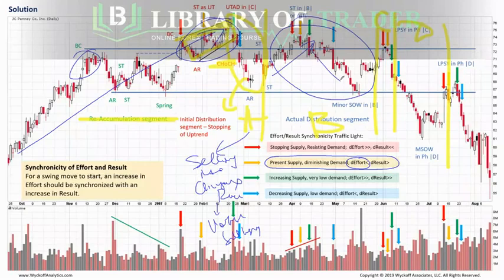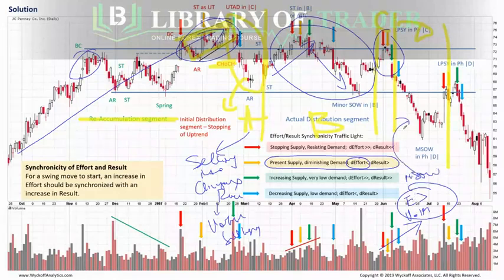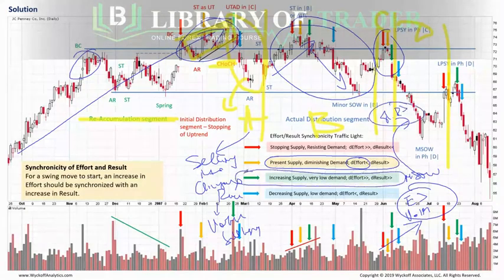There's going to be failures on the upside. There's going to be failures on the downside. And then suddenly after phase C, this is where synchronicity is going to pick up. This is where usually, going into the major sign of weakness, we're going to see an increase in the volume signature. So effort is increasing. And then on the major sign of weakness, we're going to have an increase in the result as well. So it's that third step where effort to the downside increases, supply increasing, and demand is starting to decrease. Synchronicity happens.